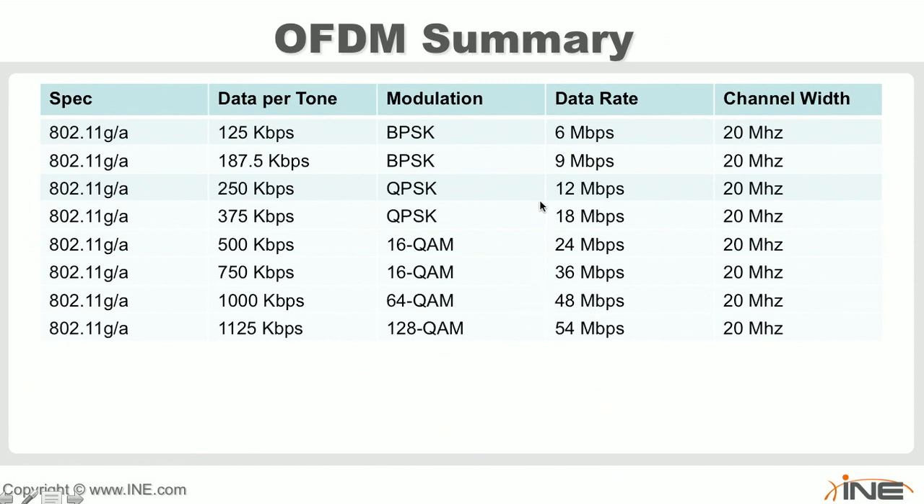I can shift it down to accommodate for the lesser modulation types that I can support at a lesser RSSI. So it's important to understand that as I have a better receive signal strength indicator and a better signal to noise ratio, so less noise, I can support higher, faster forms of modulation and encoding techniques, and therefore I get a higher data rate.